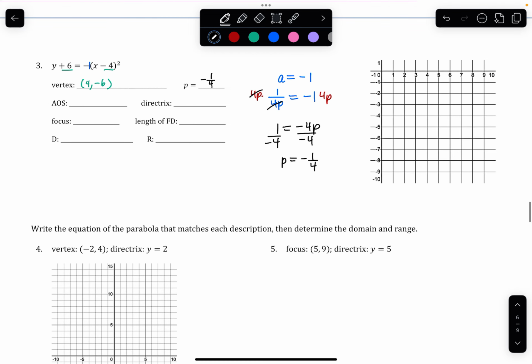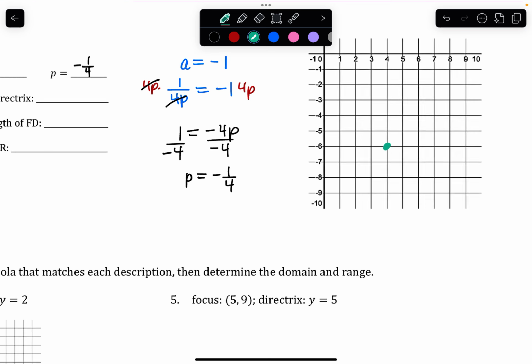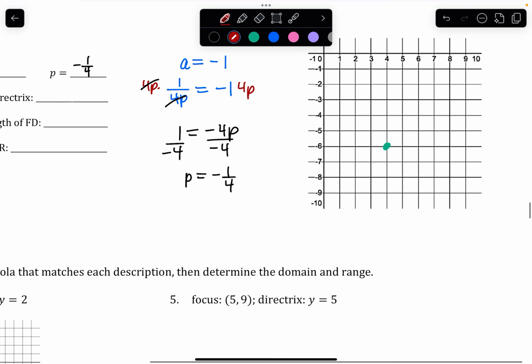Let's go ahead and graph our vertex at 4, -6. To get to the focus, because p is -1/4, we're going to go down 1/4, so just barely, -1/4. And to get to the directrix, we're going to go up 1/4.